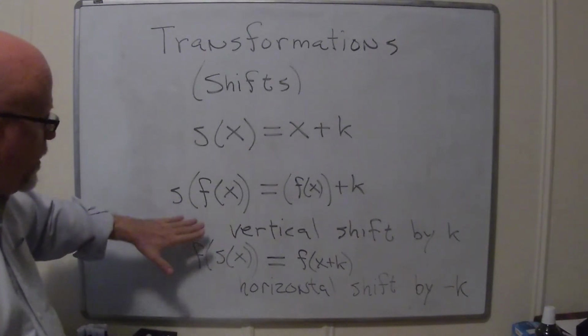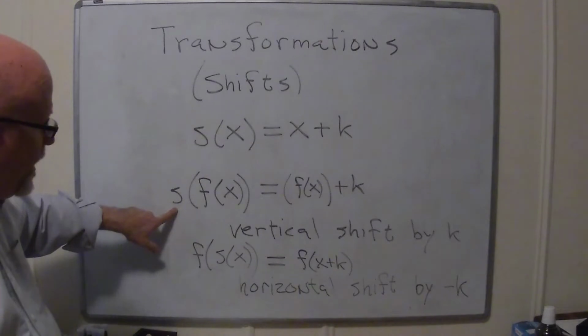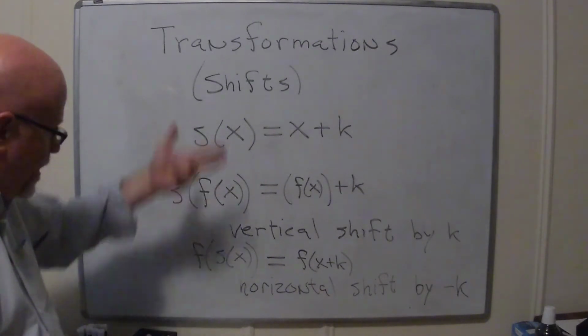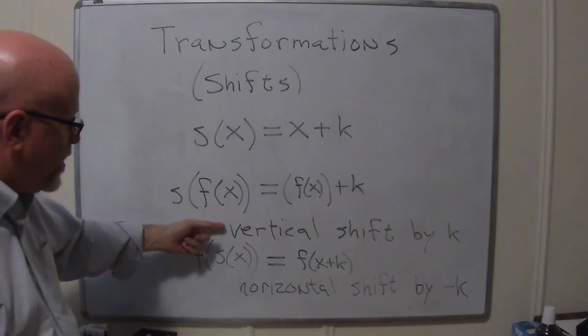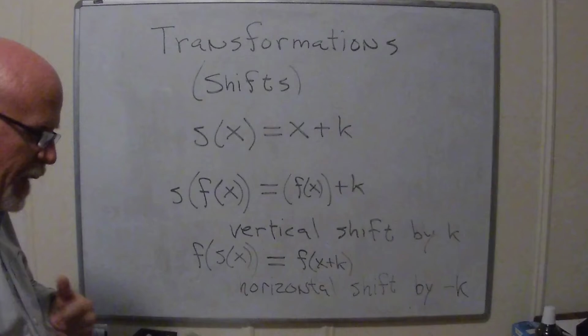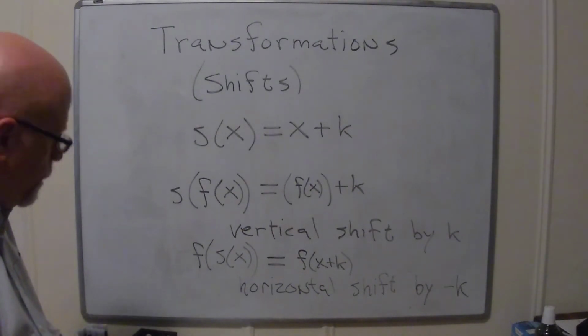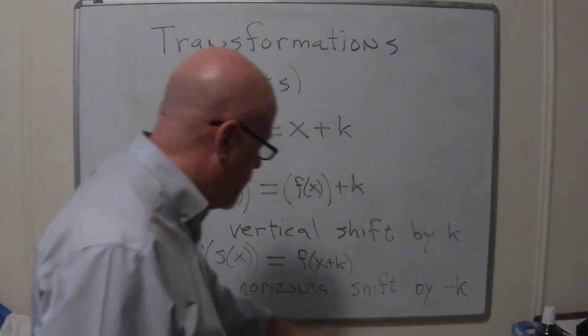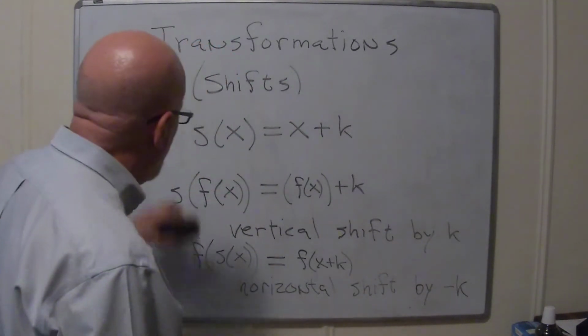Outside changes are nice. If you add 3 after the function's formula has been computed, you're just going to move everything up by 3. So you'll move in the same direction you expected. Inside changes are tricky. They kind of work backwards of what you expect. So that's shifting in a nutshell. I mean, we can do that with real examples.